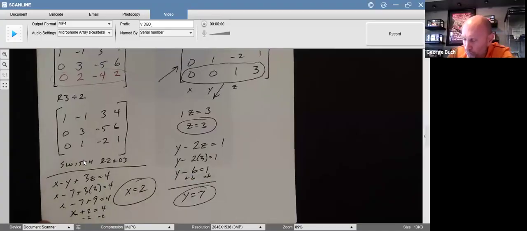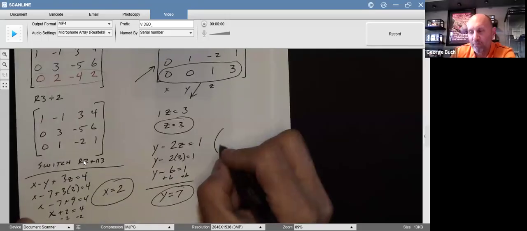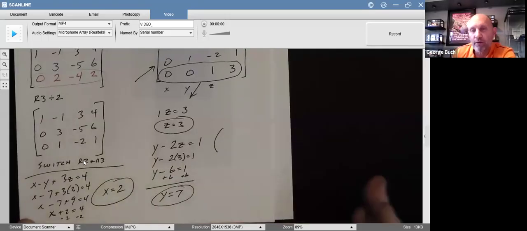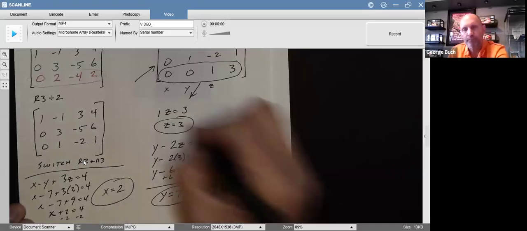So your answer for this, written as an ordered triple, is called. So normally we like to have x and y coordinates. Now we have x, y, z. So my x is 2, y is 7, z is 3.